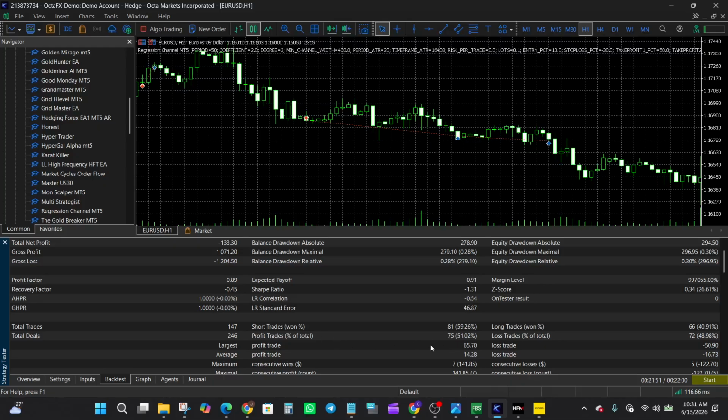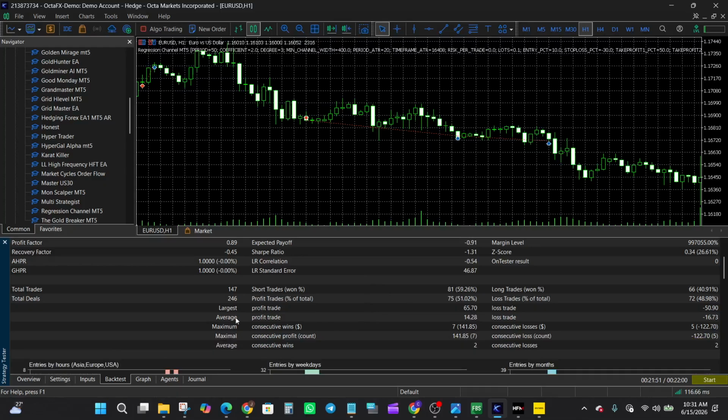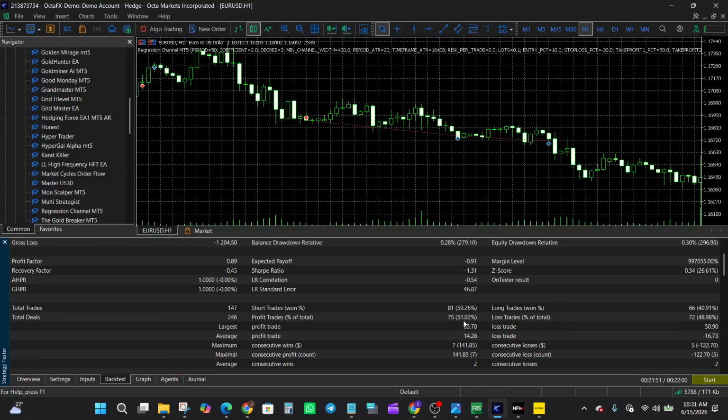So in this case, we are having a 51.02% win rate. The largest profit was 65.7, and the largest loss was 50.9. Average profit was 14.28, and the average loss was 16.73. So this shows me that the average risk to reward ratio is bad because the average loss is bigger than the average profit.